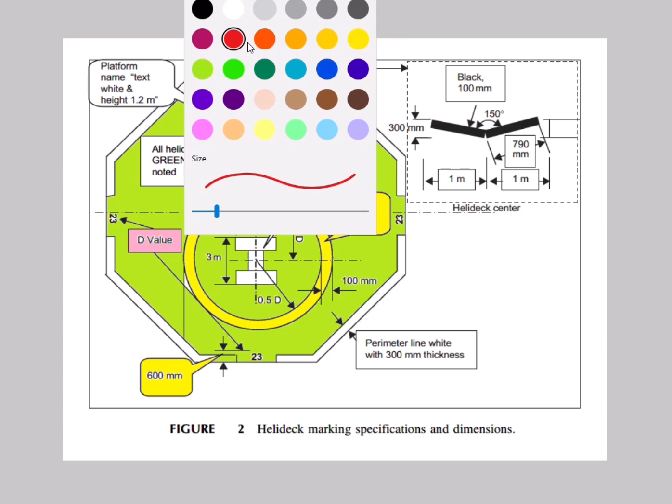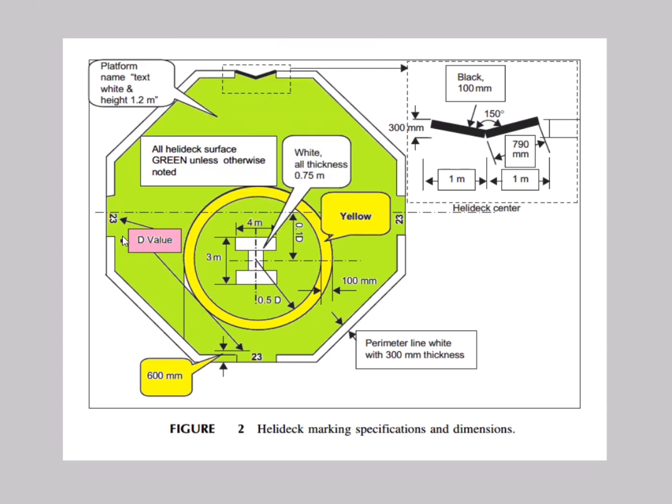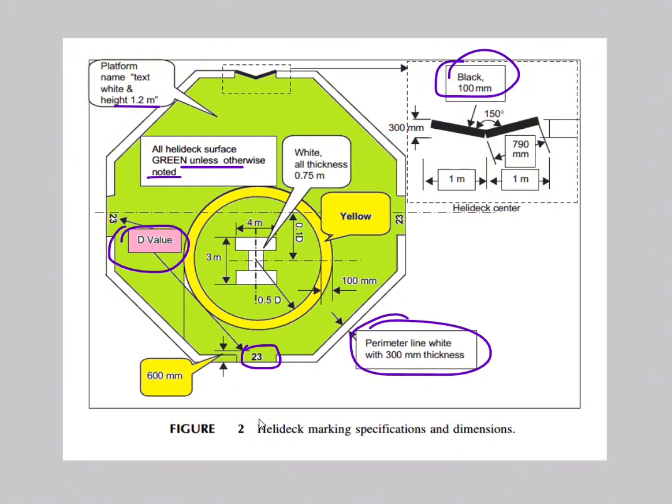Here you can see the D value 23. That's the important parameter. And this is dark green. The platform name also will be coming. Height 1.2 meter. All helideck surface green unless otherwise noted. White line thickness 0.75 meter. Yellow circle is also there. Perimeter line also there. And this chevron marking is black, 100 mm. Helideck marking specifications and dimensions, you can see it here.